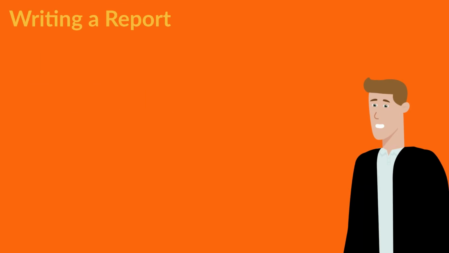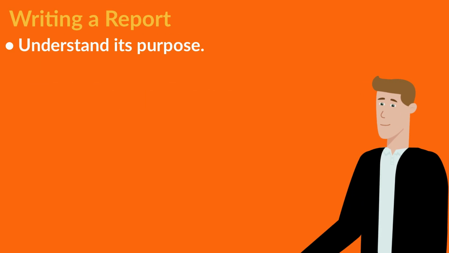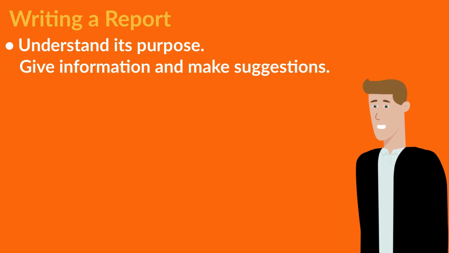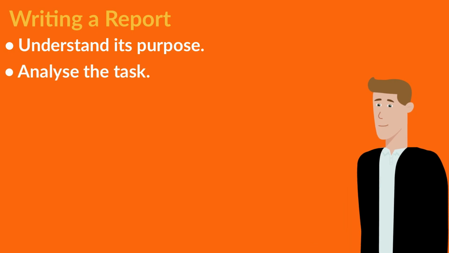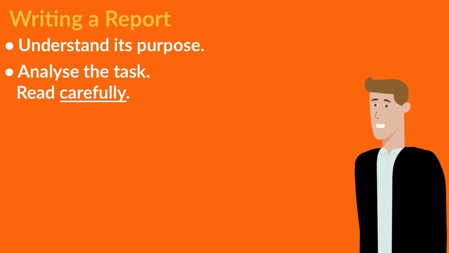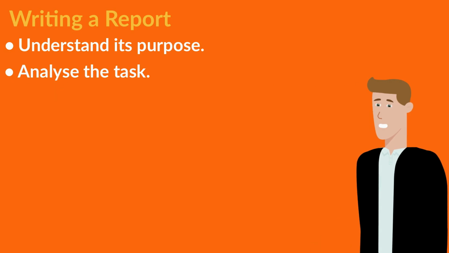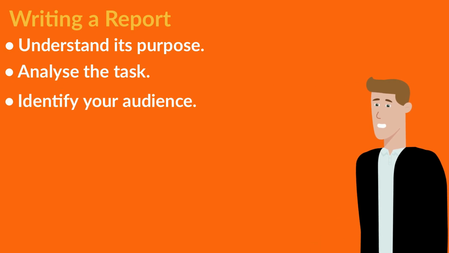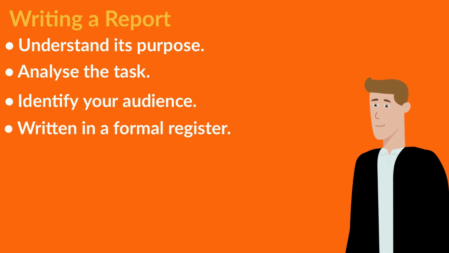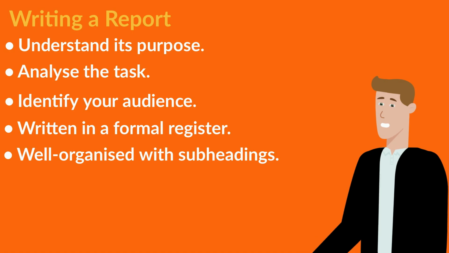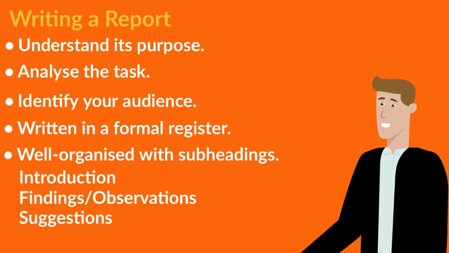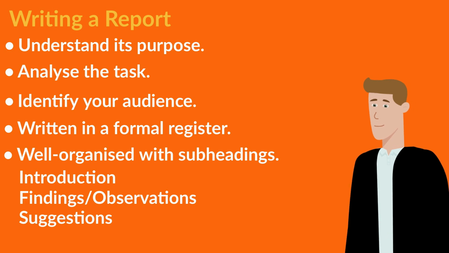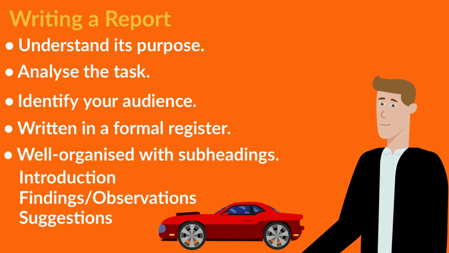The first step in writing a report is to understand its purpose. The main purpose of a report is to give information and make suggestions to the reader. Next up, analyze the task. Read the question or prompt carefully and any specific guidelines. You should identify your audience, likely someone in charge or a teacher, and understand that a report should be written in a formal register. It should be well organized with subheadings. You must have an introduction, information about your findings or observations, and give some suggestions. This will be your roadmap to success.